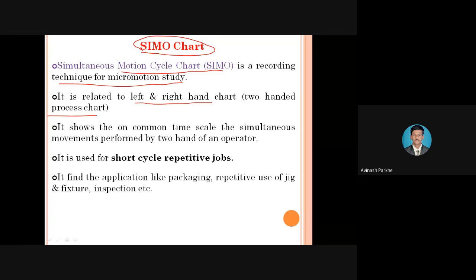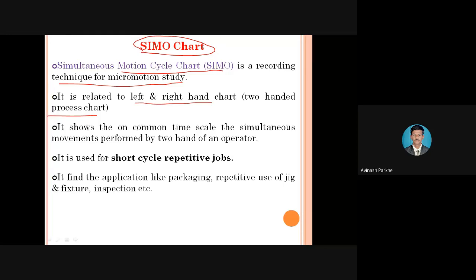Similar to that chart, the Simo chart is also related to the left hand and the right hand, because in the micro motion study concept, if we are working on any machine, let us take the example of a drilling machine or maybe a lathe machine, at that time the movements of the left hand are taking place, and movements of the right hand are also taking place.